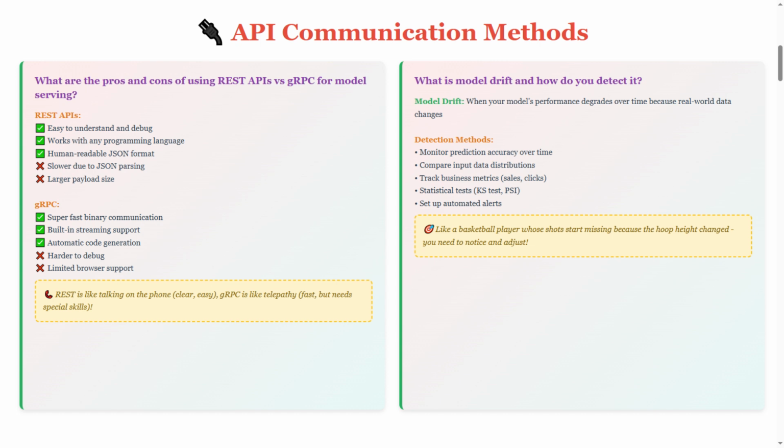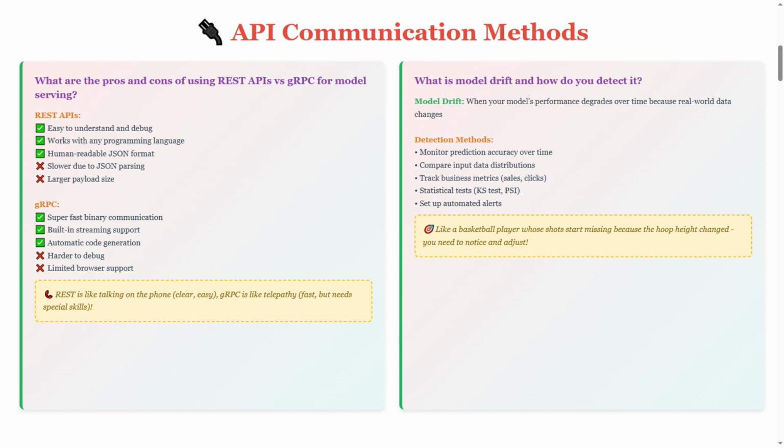Second question: what is model drift and how do you detect it? Model drift happens when your model's performance degrades over time because real-world data changes. Detection methods include monitoring prediction accuracy over time, comparing input data distributions, tracking business metrics like sales and clicks, using statistical tests like KS-test and PSI, and setting up automated alerts.